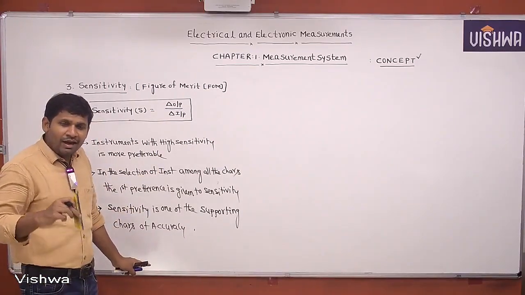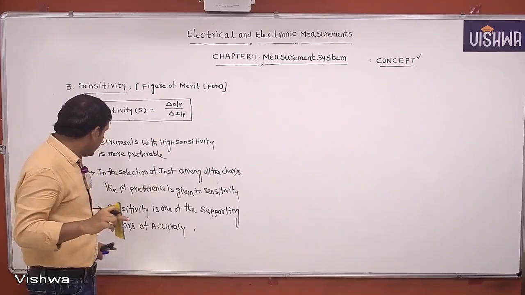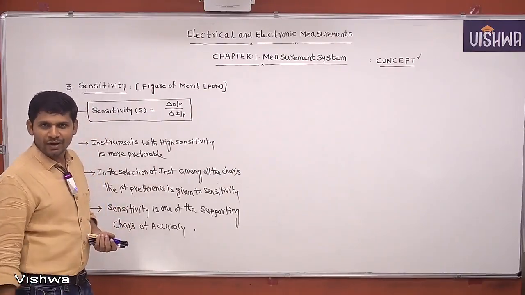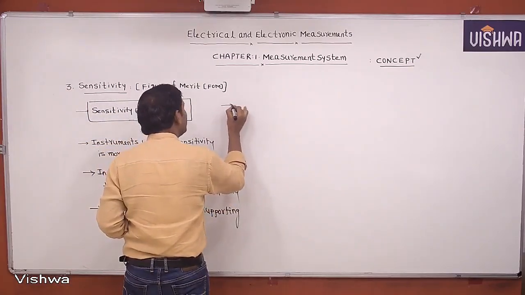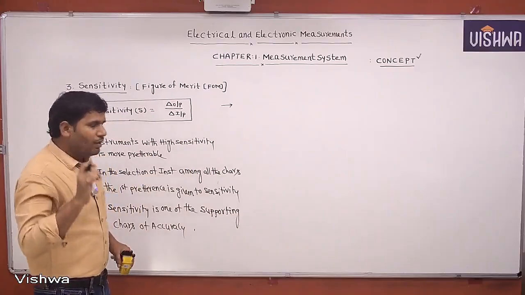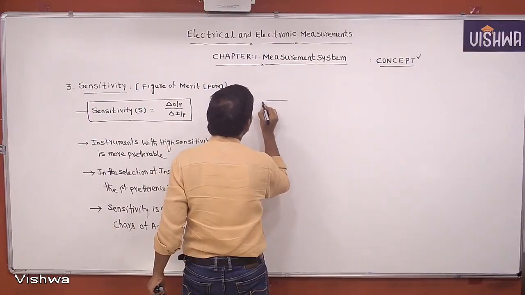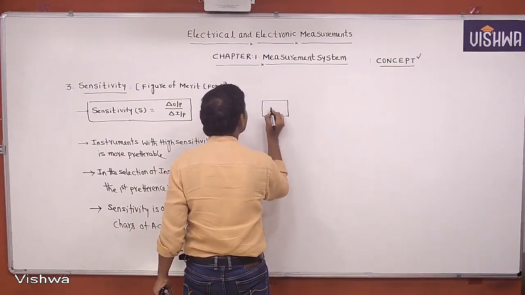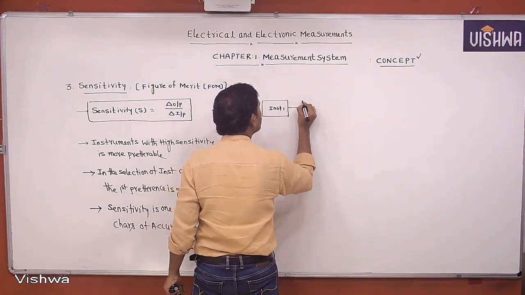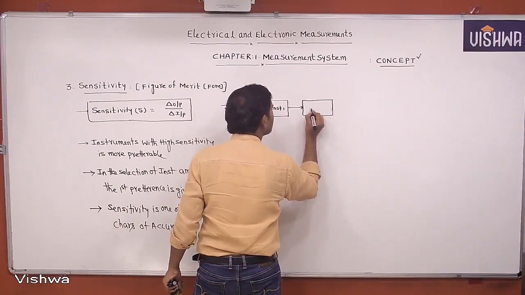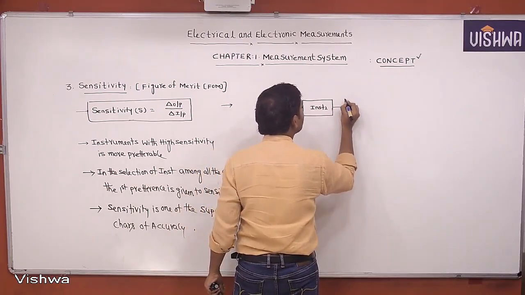Later, in another topic, there is a concept called loading effect. In that loading effect also I will prove that sensitivity is one of the supporting characteristics of accuracy. Understood? One more point to remember. For example, some instruments are connected in cascade. Let's assume that different instruments are connected in cascade. This is instrument 1, this is instrument 2, then it is instrument 3.